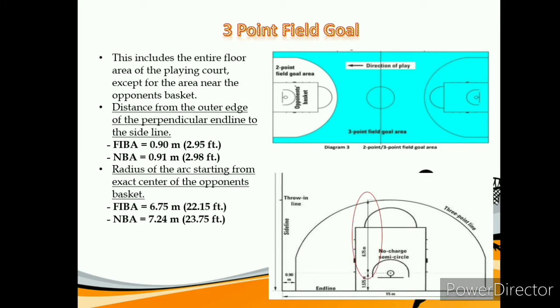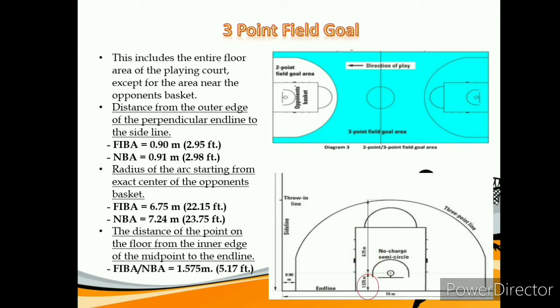Another, the radius of the arc starting from the exact center of the opponent's basket for FIBA is 6.75 meters or 22.15 feet, while for the NBA, it's 7.24 meters or 23.75 feet long. Finally, the distance of the point on the floor from the inner edge of the midpoint to the end line is the same for FIBA and NBA. It was measured 1.575 meters or 5.17 feet long.